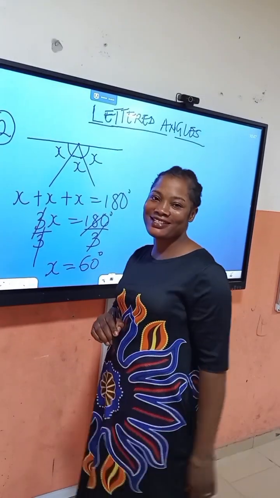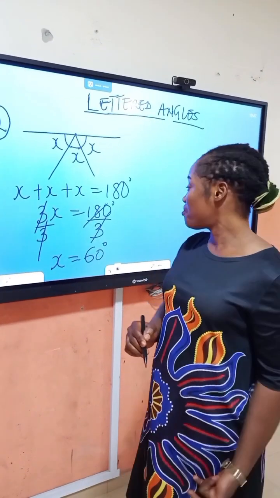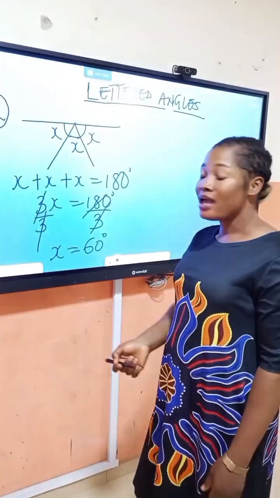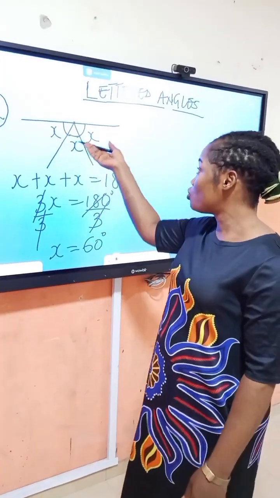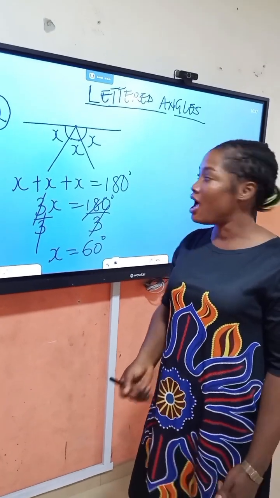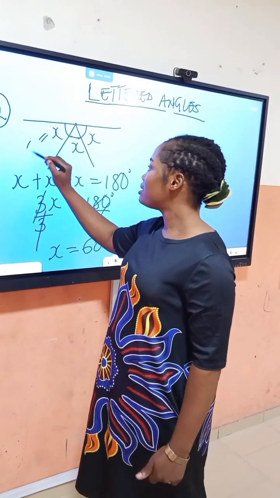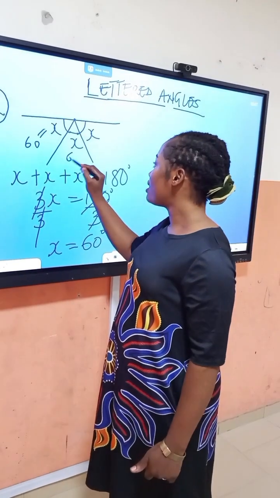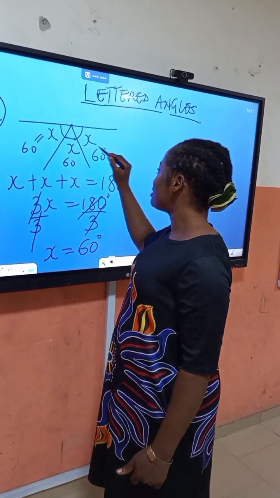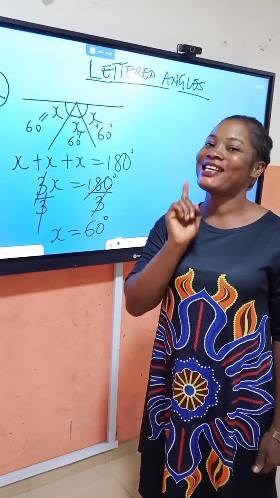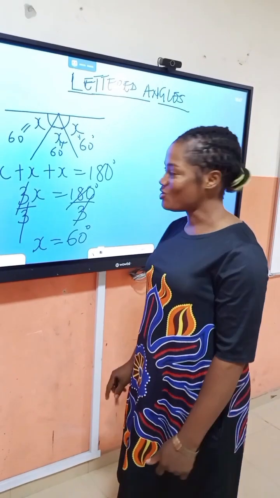60 degrees. Now we don't need to go far from there. Let's prove it. Is x actually 60 degrees to make this 180 degrees? If here is 60 degrees, here 60 degrees, here 60 degrees, will the three of them give us 180 degrees? Yes. So that proves it.